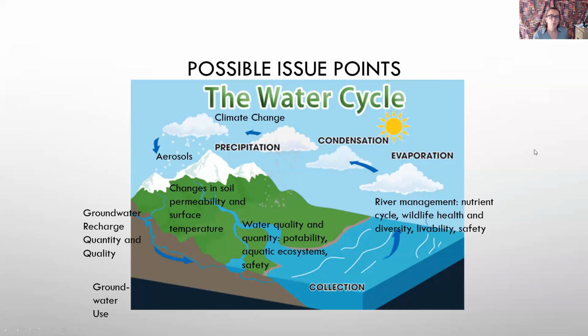So what I call issue points. To me, issue points are the places where we currently see a problem. Here I'm starting to think about social and regulatory and policy actions. We typically interact with a natural system where we see a problem.